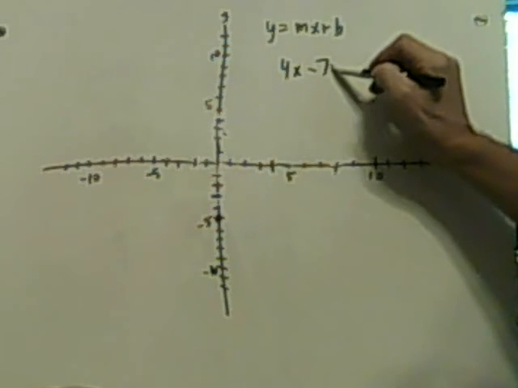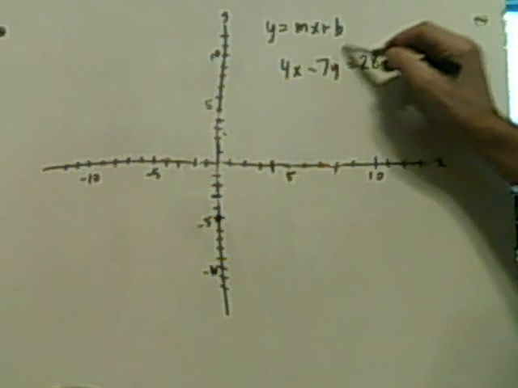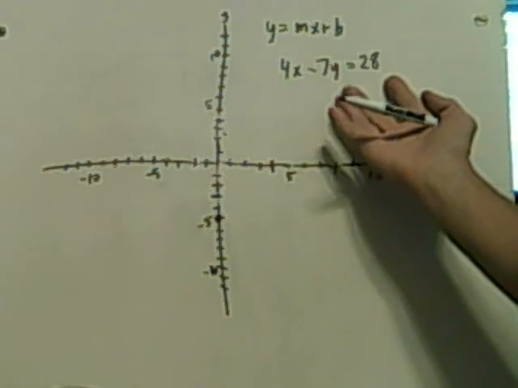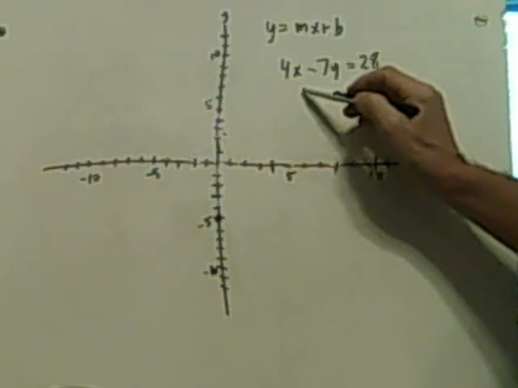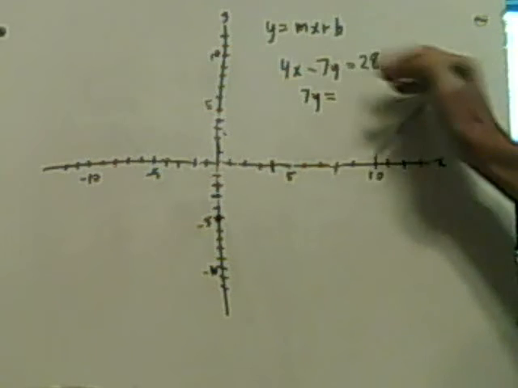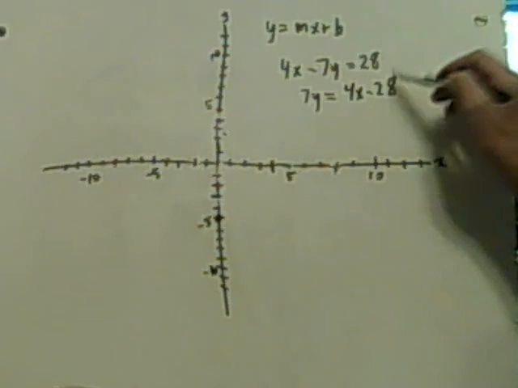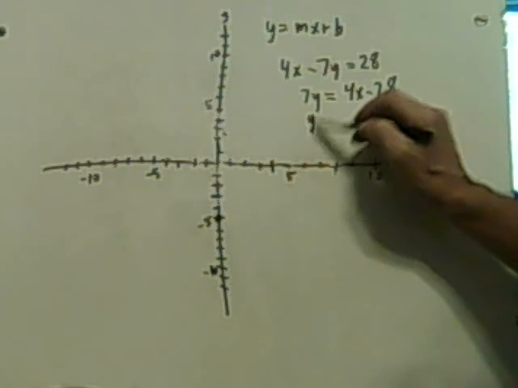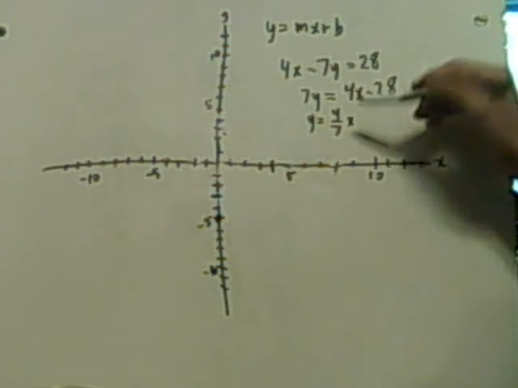4x minus 7y equals 28. Move this 7y to this side. Move the 28 to the other side. Flip everything around. Divide by 7. But let me do that in 2 steps. 7y equals 4x minus 28. Especially when you're working on a test, you don't want to do too much in your head because you can easily make a mistake. When you work carefully, you want to write out more lines.